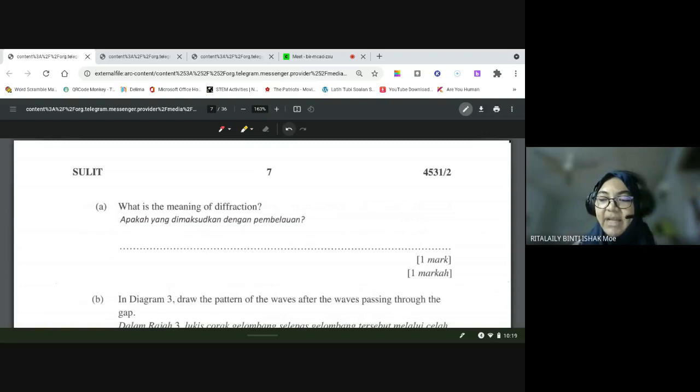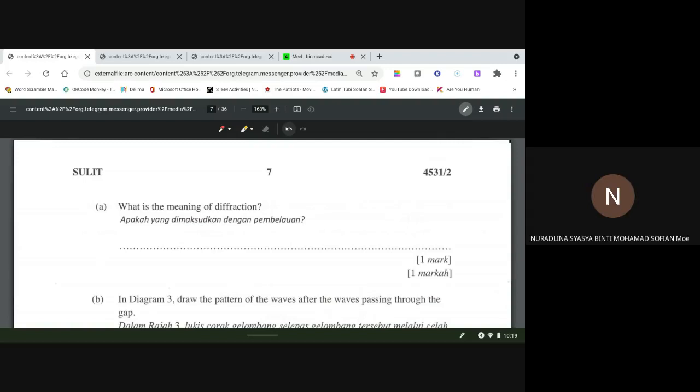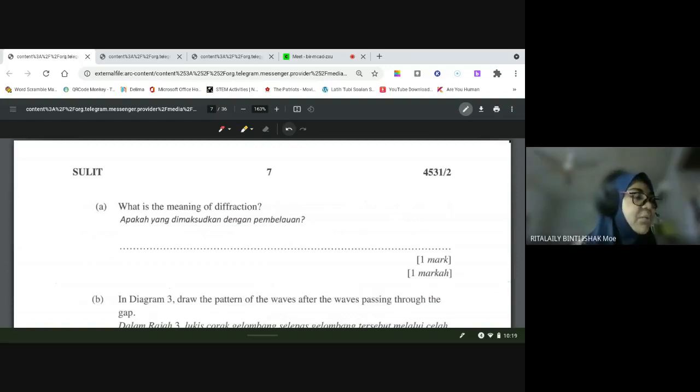Anybody? Phenomenon that refers to the spreading out of wave when they move through a gap or an obstacle. Yes. Okay, Aishwara said here, phenomenon in which the wave spreads after passing through small obstacle. Okay, macam tadi samalah. Phenomenon, the spreading of wave after moving through a gap or an obstacle. Okay, so diffraction, I repeat, spreading out of wave when moved through a gap or an obstacle.